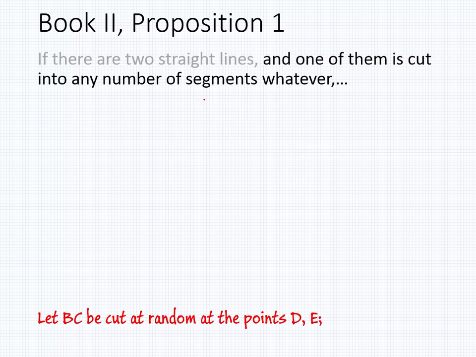Then he states, if there are two straight lines and one of them is cut into any number of segments, whatever. So again, we have our straight line A, we have our second straight line, BC, but this one is cut into a number of segments. And we'll cut it here at point D, and we'll cut it here at point E. So now BC has been cut into three segments, BD, DE, and EC.